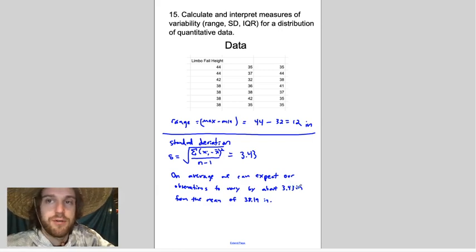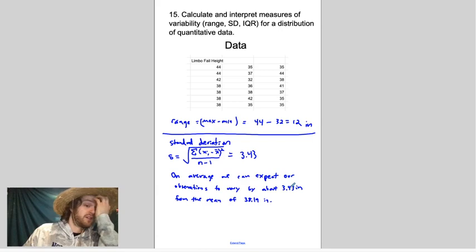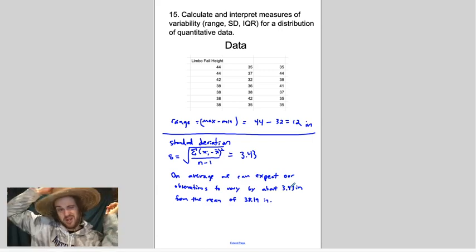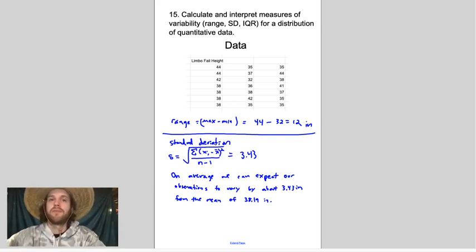their observation to fall usually between either side, 3.43 from the mean of 38. We can expect it to be around there. Okay, move on. Oh, IQR. Crap.